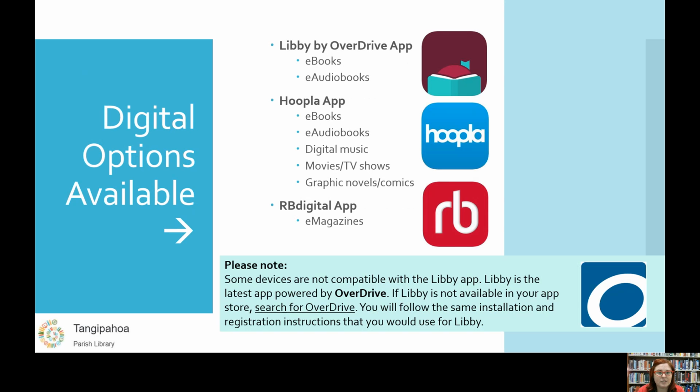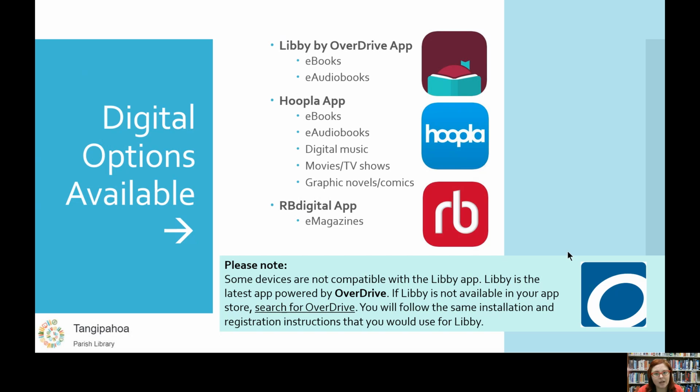Let's begin by reviewing what's available digitally through your library. Libby by Overdrive is an app that provides ebooks and e-audiobooks. Its icon looks like a little girl reading a book. The Hoopla app provides several options, including ebooks, e-audiobooks, digital music, movies, TV shows, graphic novels, and comics. Its logo looks like this. RBdigital is your source for e-magazines. It's a red button with a white RB.